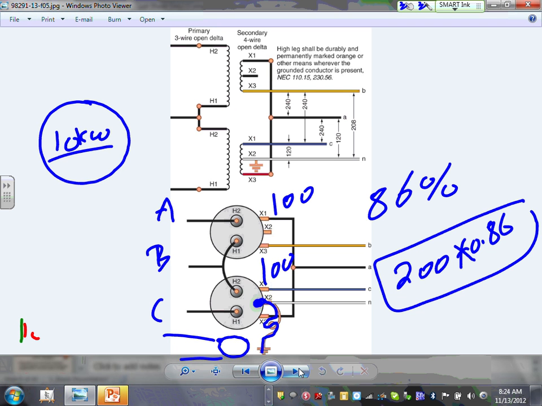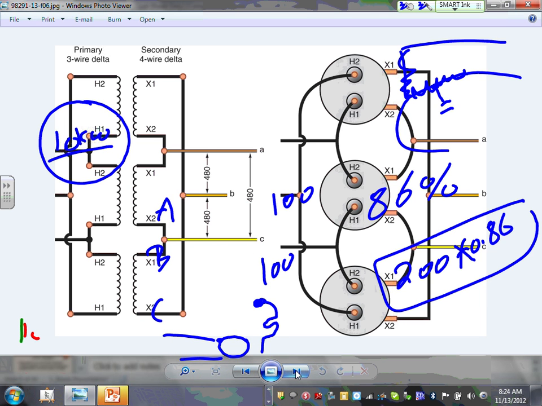Any comments, guys? Any questions about this open delta? This one is called the open delta center tab. Open delta center tab, like this, right? So the windings are right here. Any comments, guys, about open delta center tab? It's not commonly used. Utilities use it sparingly.